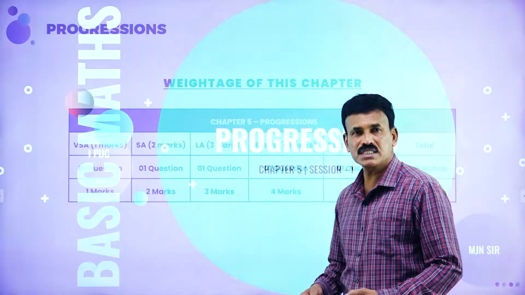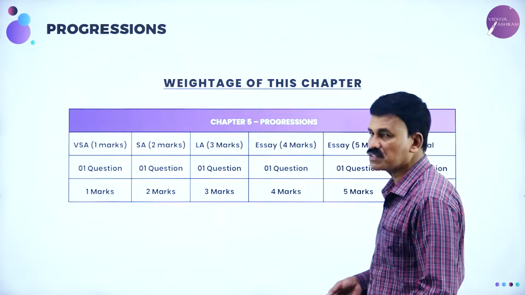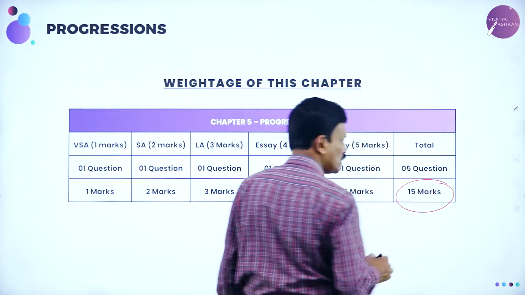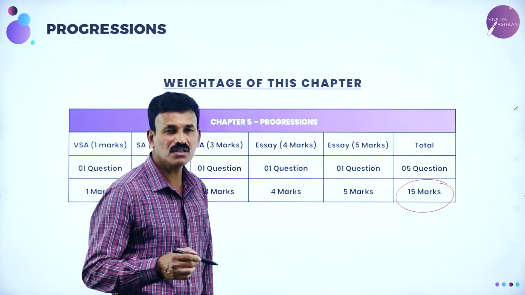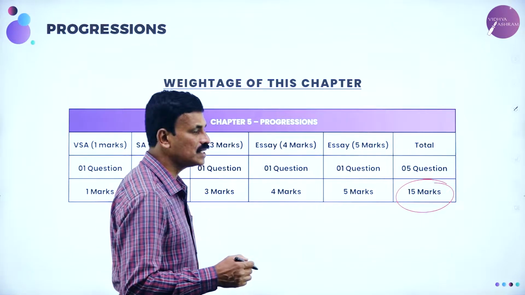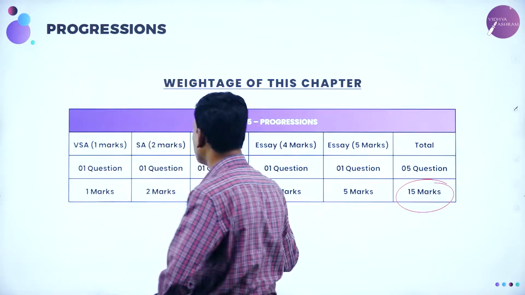Now before going to the exact chapter, let us know the weightage for this chapter. The weightage for this chapter is totally 15 marks. You will get problems in all the sections, section A, B, C and D. For 1 mark you will have one question.